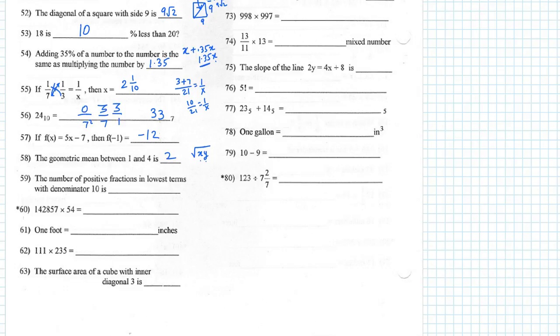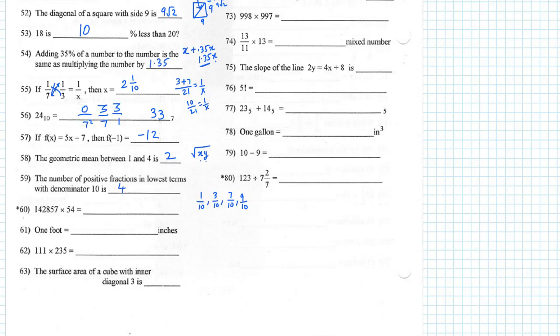Question 59, the number of positive fractions in lowest terms with denominator 10 is how many? So essentially what they're asking is, if we have the fractions 1 over 10, we can't have 2 over 10 because you can simplify that. 3 over 10 is the next one. Can't have 4 over 10, can't have 5 over 10, can't have 6 over 10, then you can have 7 over 10, and then you can have 9 over 10. So the answer should be 4.